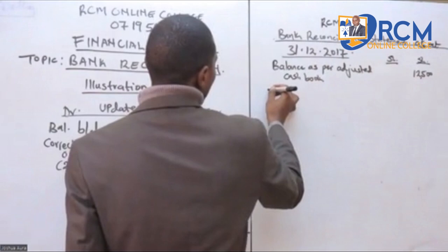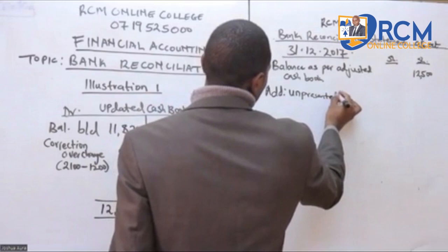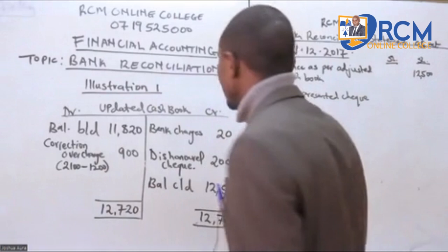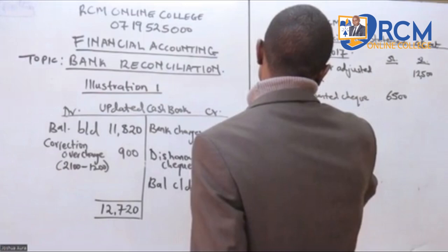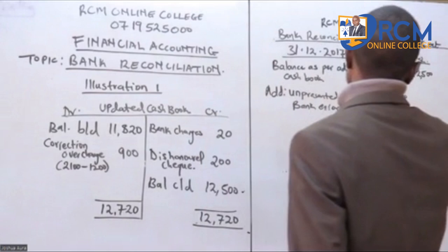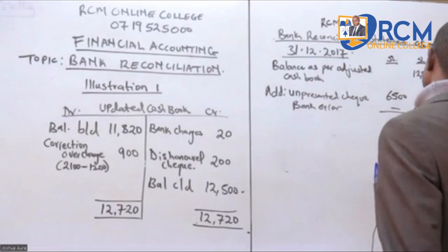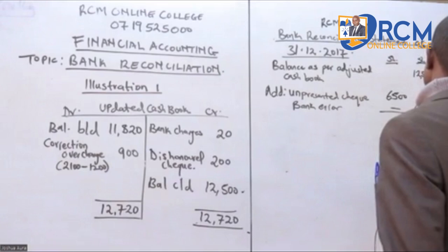Then you have to add any unpresented checks. In our case, you can see from the question that we had unpresented checks of 6,500. We did not have any bank error. If we had a bank error, we could have maybe added it here. But in this case, we don't have. So you just sum up, and I'm getting 19,000.